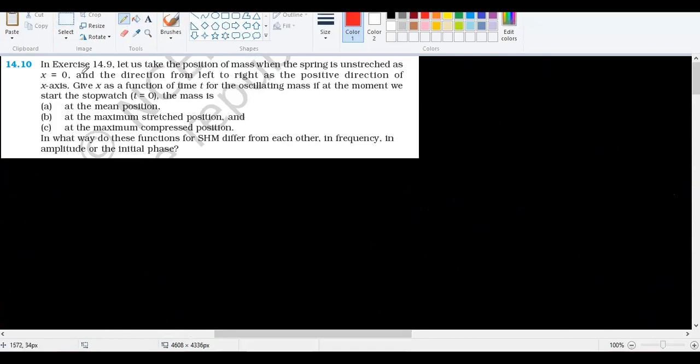So what they are saying is, in the previous question which we did, let us take the position of the mass when the spring is unstretched. It means this is the unstretched position, so the mass is here. This is taken as x equal to 0, with left to right as the positive direction. So this is the positive direction, which means compressing this side will become negative. Give x as a function of time t for the oscillating mass.